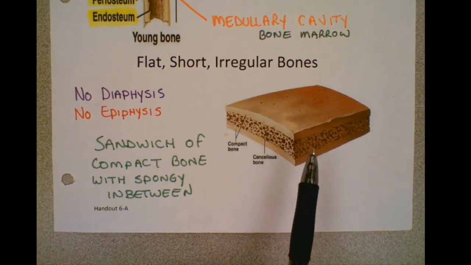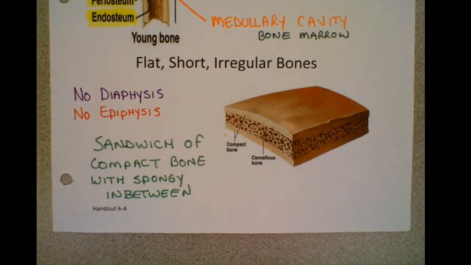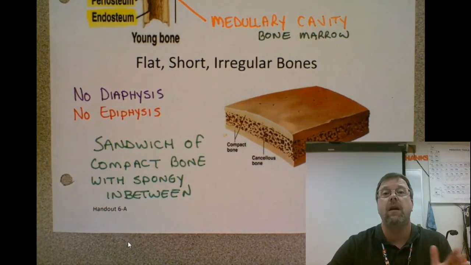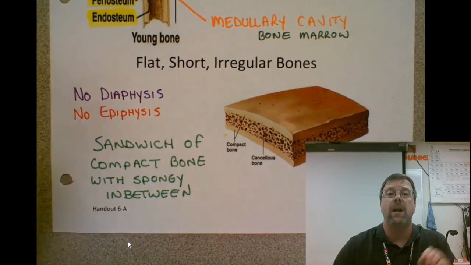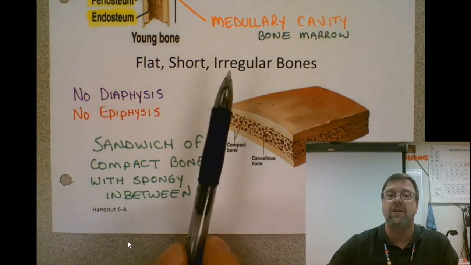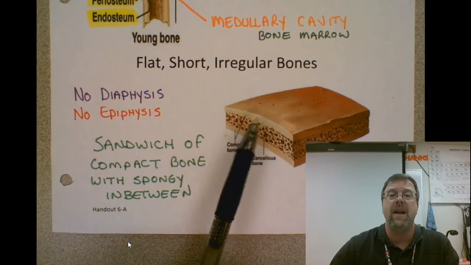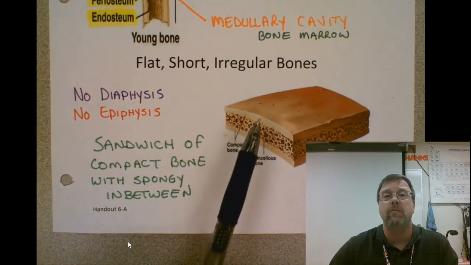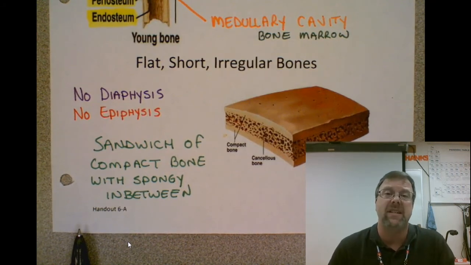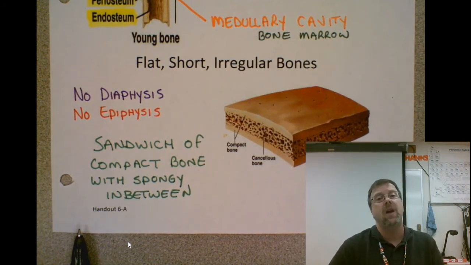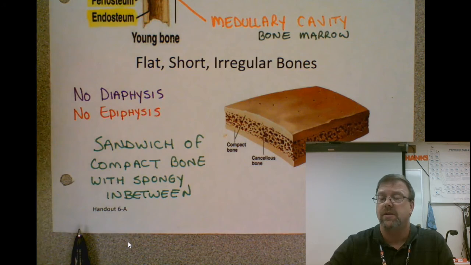Now in the next handout, I will talk about what the difference is between compact bone and spongy bone. So that's coming up. But if you look, these flat, short, and irregular bones are made up of just a sandwich of bone. There's no bone shaft that makes a diaphysis. They also do not have an epiphysis. So these bones are a little bit different.